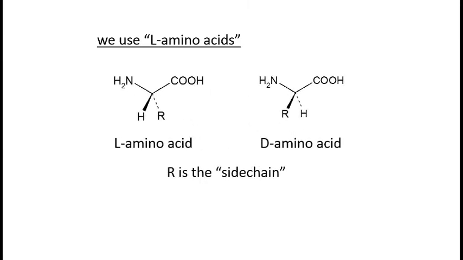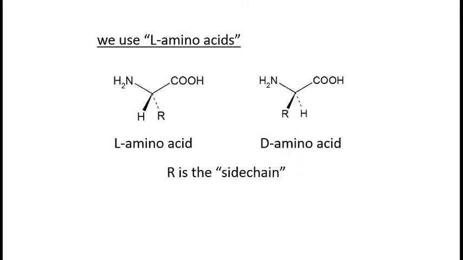Where the importance of enantiomers is seen is in biochemistry. For example, humans use what are called L-amino acids. If we look at the 3-dimensional structures of amino acids, there is a carbon in the center with 4 different groups coming off of it: an NH2, a COOH, an H, and an R, which is called the side chain. Different amino acids, and you use 20 of them, have different R groups or side chains.